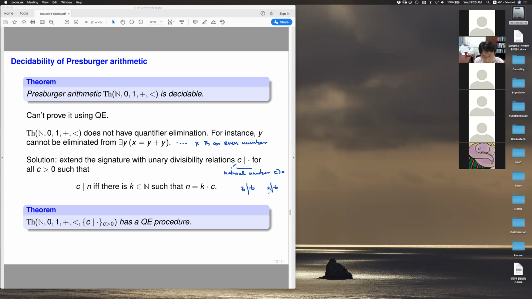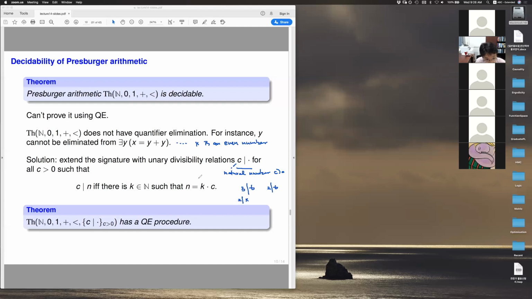Okay, so by using this divisibility relation, divisibility predicate, we can say something is an even number. And it's quite easy. We can just write it like this. That means x is divisible by 2. So that's equivalent to saying x is an even number. Okay? So we add all these predicates.